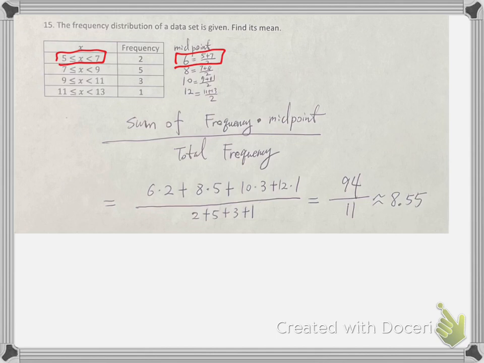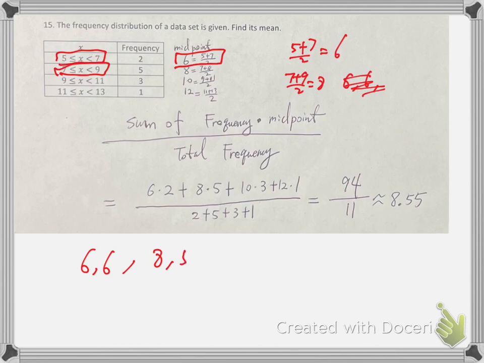So 5 and 7 plus 2, we get middle value 6, and we have 2 of them, so it's 6, 6. 7 to 9, we have 5 of them. What's the middle value? 8. So we have 5 of them. Put the list down here: 6, 6, and then 5 number 8s. We use the middle value for the small range.